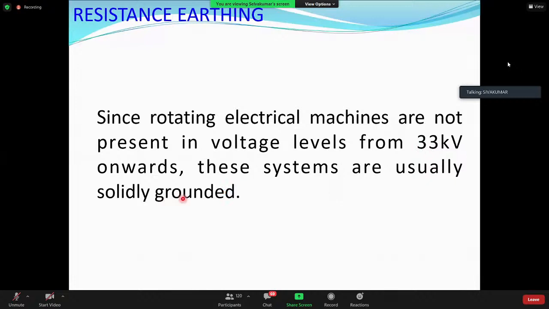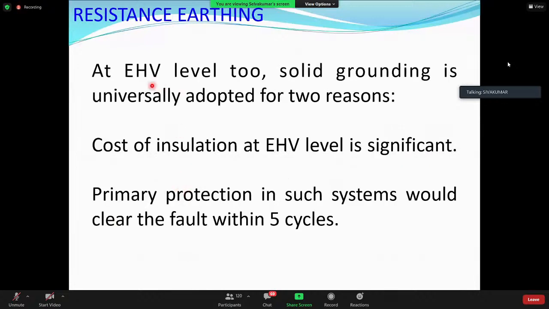At EHV level, if you go to extra high voltage, that is 66 kV, 110, 132, 220, 400 and all, solid grounding is preferred because of the cost of insulation. As I said, the higher and higher the voltage, the difference of cost between base and line insulation is more. 66 kV and 66 kV by root 3, or 110 and 110 by root 3. The cost difference is in the phase to body insulation.